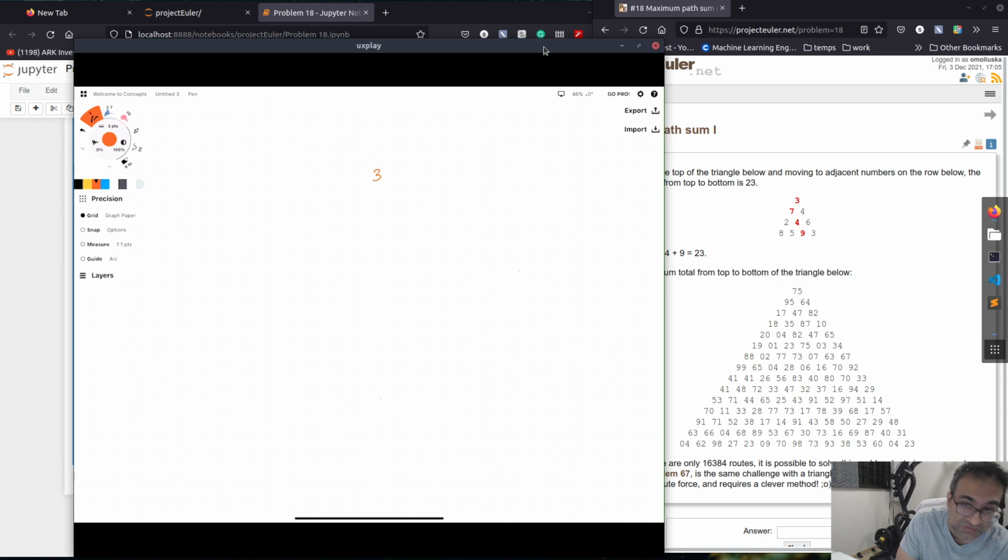So if we start with 3, and then there is a 7 and a 4, and there's a 2 and a 4 and a 6, and an 8 and 5 and 9 and 3. So the idea is we should find a sort of recursive solution, and the solution should be such that at any point the total number of paths should not blow out of proportion.